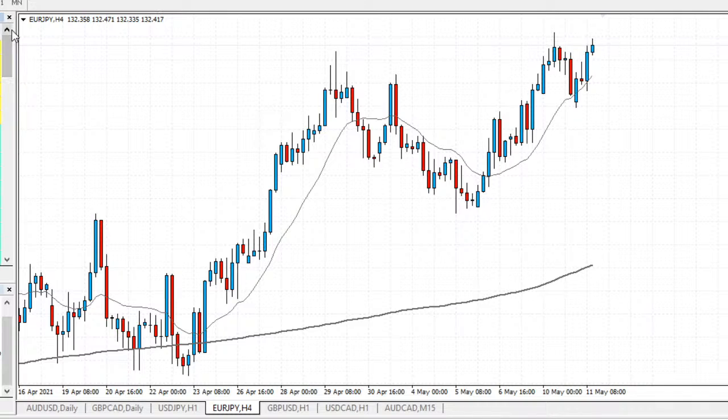So bias is to the downside for the DXY, and expecting to see more weakness for the US dollar. With all that information, I do expect to see AUD going up, EURUSD going up, GBPUSD going up, and USDCAD going down. So all those pairs I do expect to go up with that US dollar weakness coming into the market.